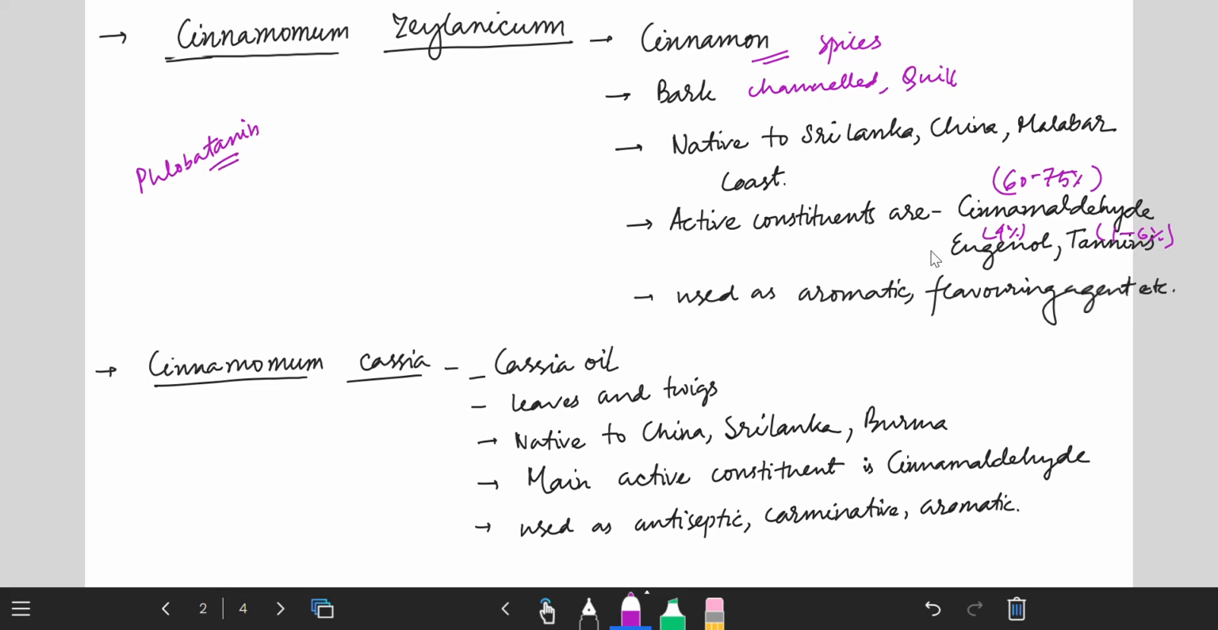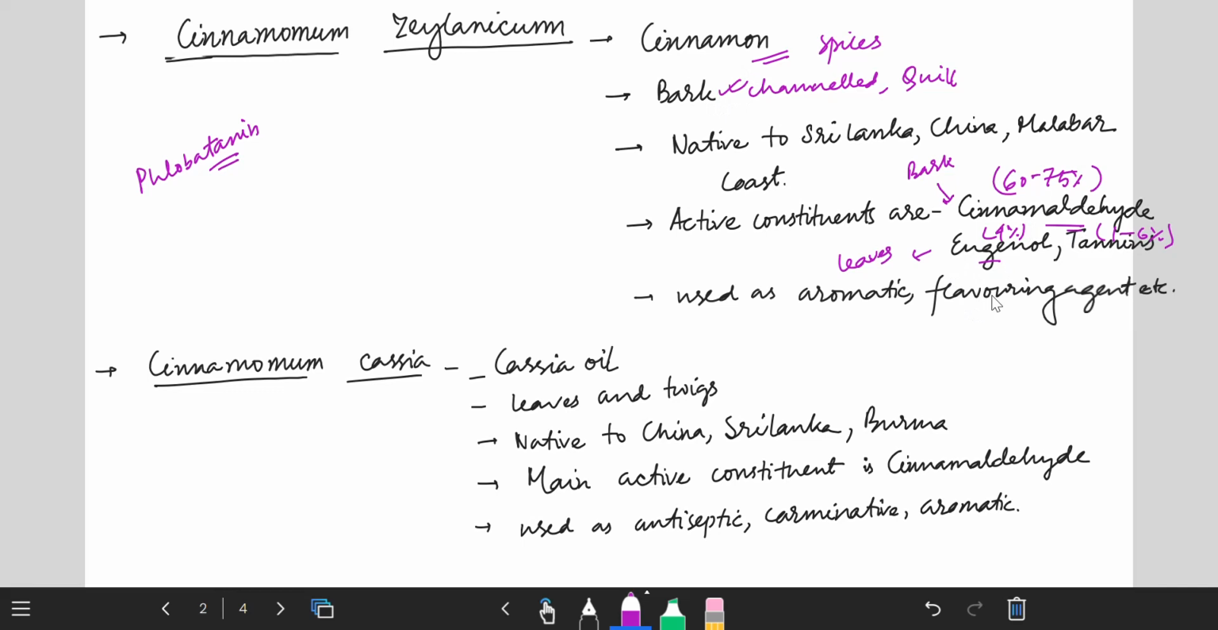Eugenol is obtained from the leaves, but cinnamaldehyde is obtained from the bark. So the bark contains cinnamaldehyde and the leaves contain eugenol.